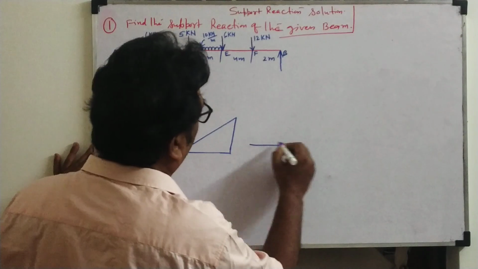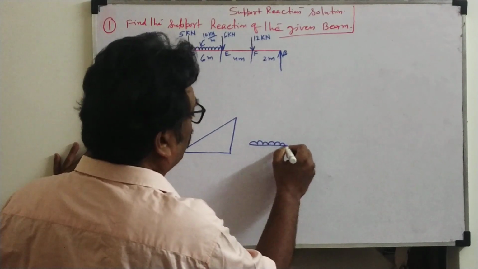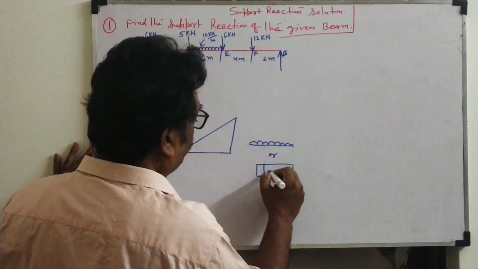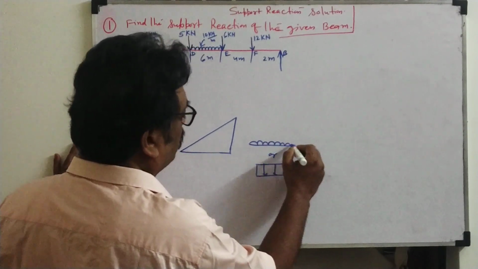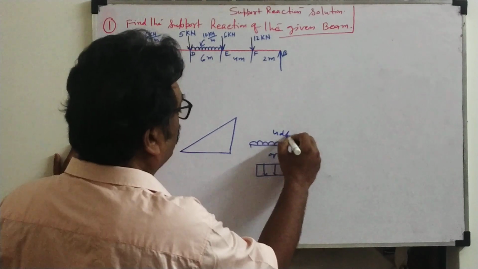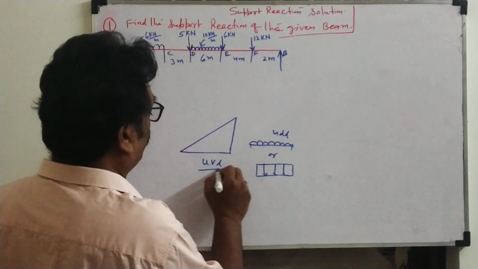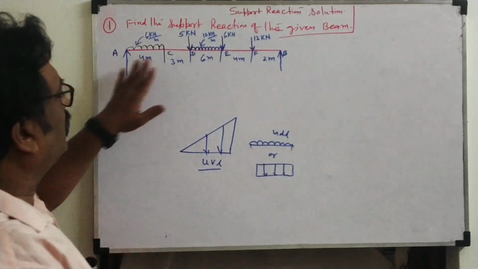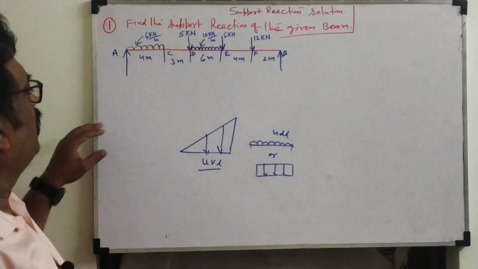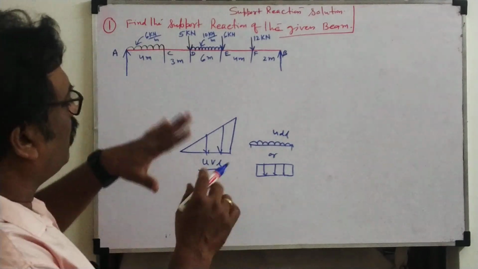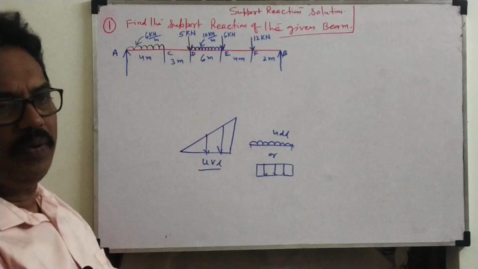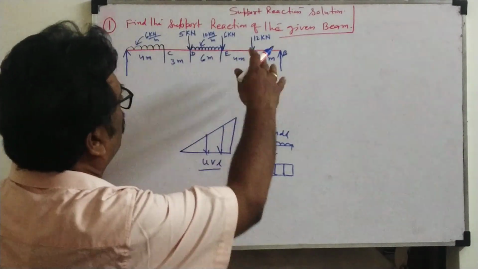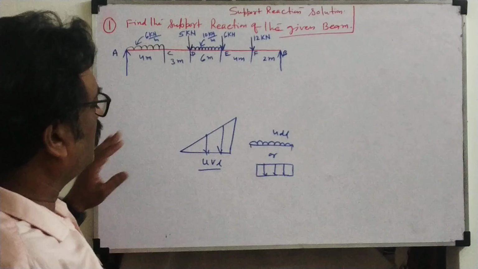But here, what is given? Only UDL. This symbol will be like this, or like this; these are the same symbol. This is called UDL, uniformly distributed load, and this is called UVL, uniformly varying load. Here they gave only UDL. In the next video, when we combine all three, it will be a little more complicated, but we'll explain step by step. Today we'll solve this question with a point load and UDL, two loads.